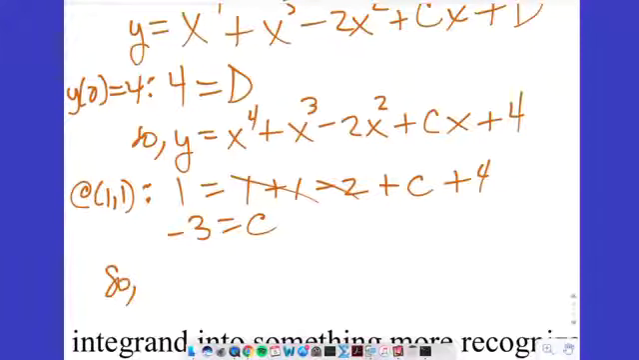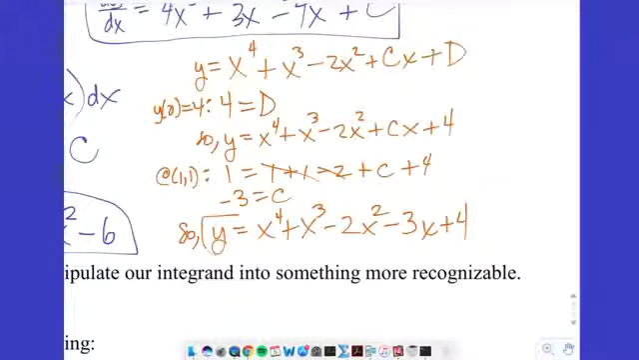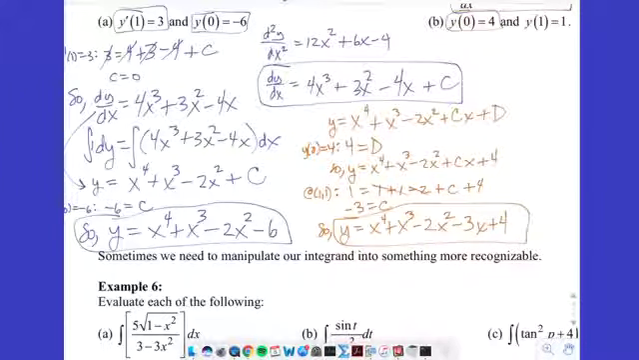So your final solution is y equals x to the 4th plus x to the 3rd minus 2x squared minus 3x plus 4. So notice the 2 different particular solutions to the same second order differential equation. The second derivative of both of these functions is identical, but they are in fact very different functions. Okay? There you go. Kind of fun going backwards. Kind of puts all the old derivative rules that we get tired of using in a new perspective. All right, any questions on those?